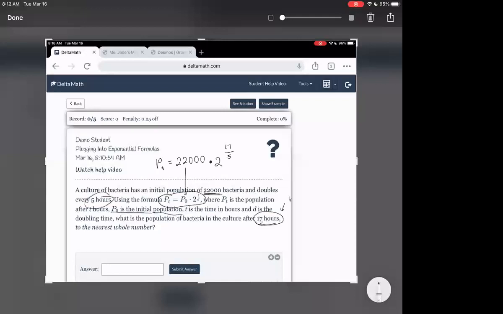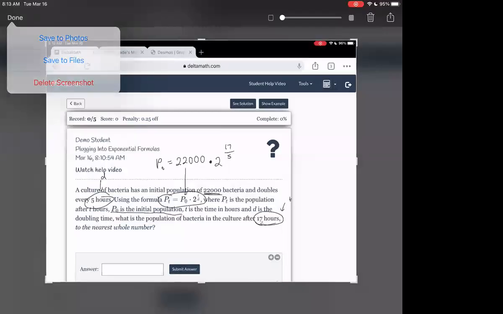Okay, so I literally just plugged it in. This is our doubling time, so it's the D. Doubles every 5 hours, that's our doubling time. And then the 17 hours is our T because that's how long we're going to wait for the bacteria to double. And then our starting population is 22,000. Literally all we have to do is type this into a calculator. So I will type this into a calculator, but before I do, are there any questions? So let's type that in.